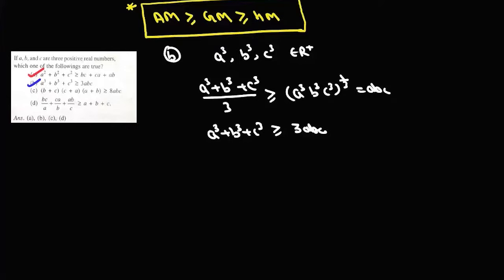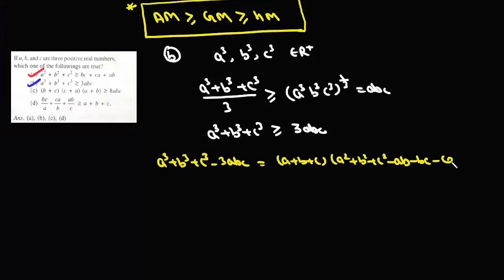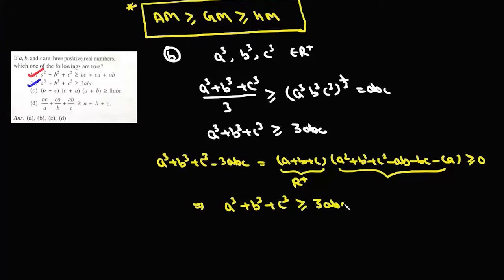Another way to write this is, we know that a cube plus b cube plus c cube minus 3abc is (a plus b plus c) into (a square plus b square plus c square minus ab minus bc minus ca). Now we know that a, b, c are all positive real numbers, so this is a positive real number, and in the first part we have proved that this expression is always greater than or equal to 0. So from here again we can write a cube plus b cube plus c cube is greater than or equal to 3abc.